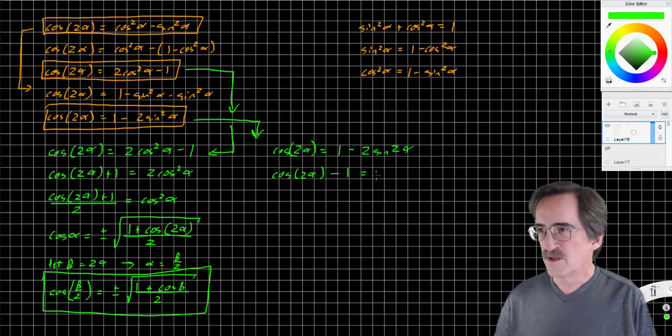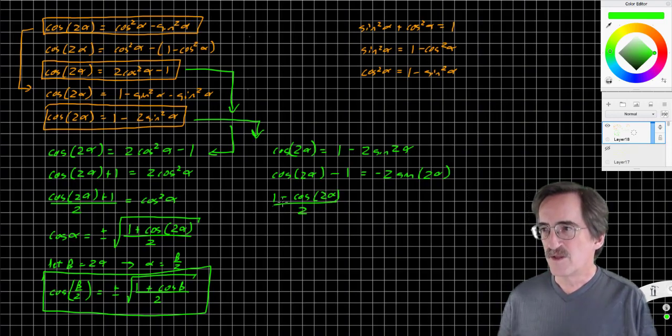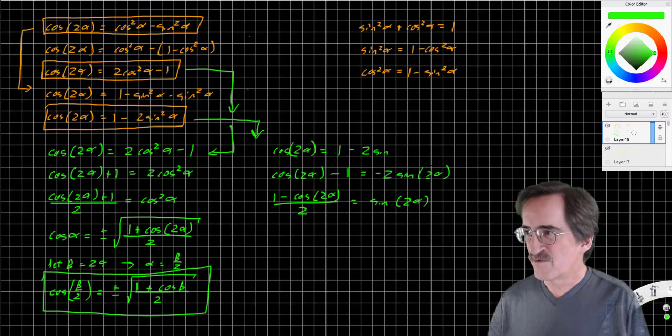Equals negative 2 sine squared alpha. And then divide by negative 2. And then I'm going to switch the order: 1 minus cosine 2 alpha divided by 2. Negative divided by negative. When you divide by a negative, you change the positive cosine 2 alpha to a negative and the negative 1 to a positive 1. Okay? And whoops, I messed up. It's 2 sine squared alpha. That's what I did. Sine squared alpha.